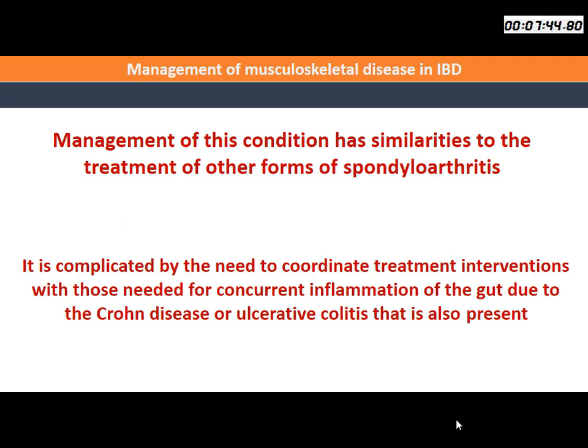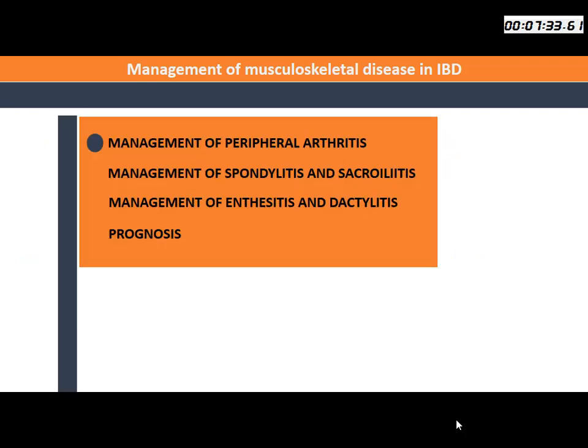Sometimes the management is complicated by the need to coordinate with the gastroenterologist about what works best for both of us, the joints and the GI.